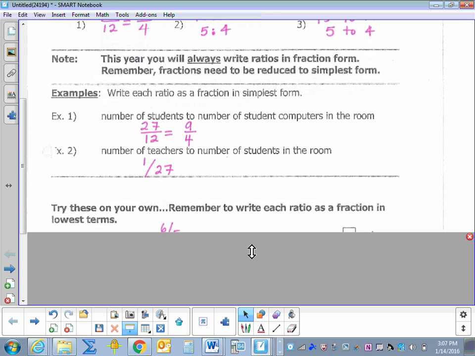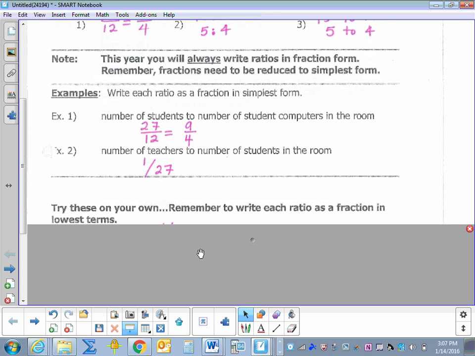Now let's try these on your own. Remember to write each ratio as a fraction in lowest terms. So go ahead and do numbers 1 to 5 using the figures on the right.